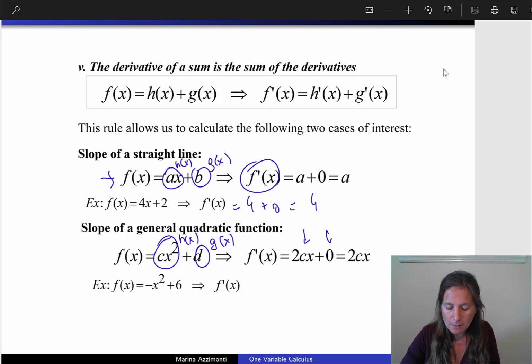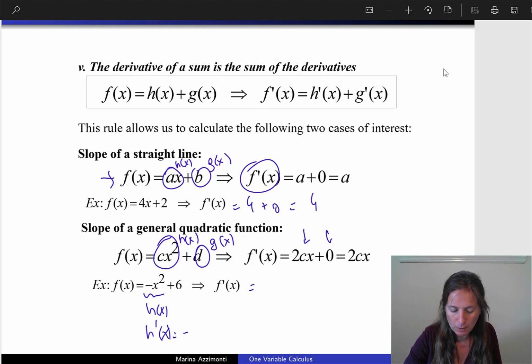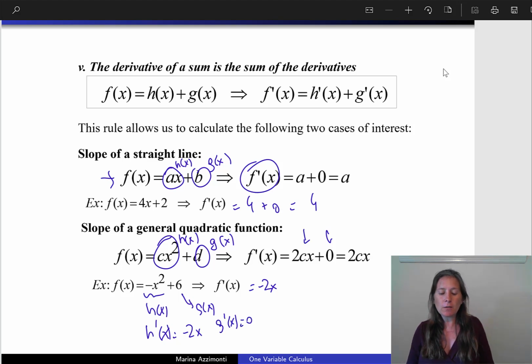So let's look at this example. In this example, this is our h of x, so the derivative of h of x is going to be minus 2x. This is our g of x, so its derivative is just going to be 0. So the derivative of this particular function is simply minus 2x.